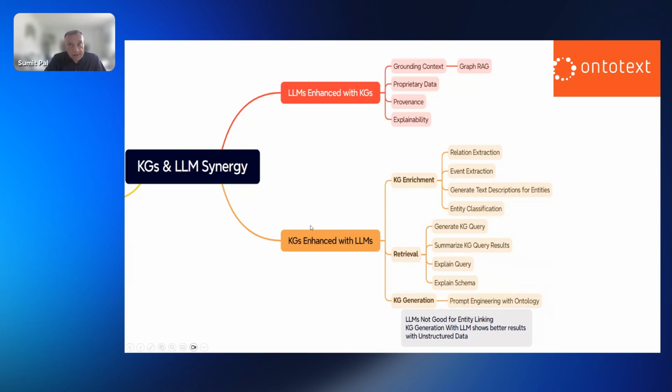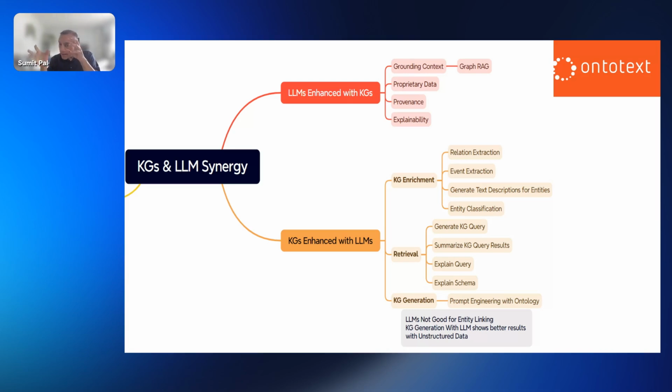However, knowledge graphs can also leverage LLMs to bring in multiple capabilities, starting with enrichment. We know LLMs are very good content machines, where they can easily understand content and generate events or extract events from unstructured data, and extract entities.